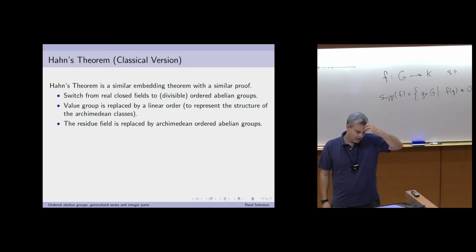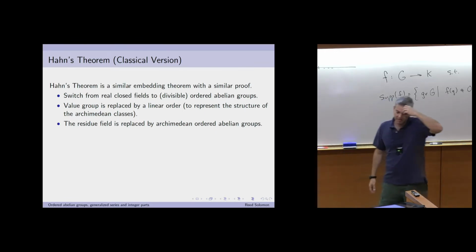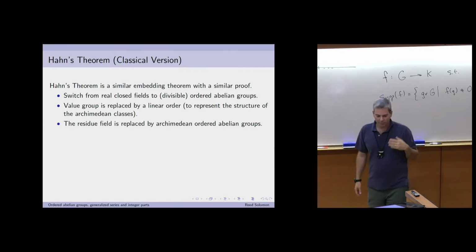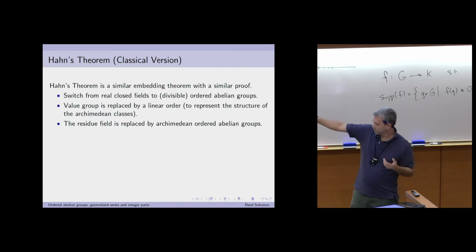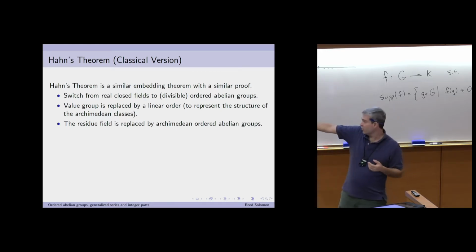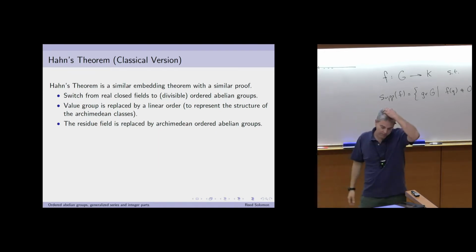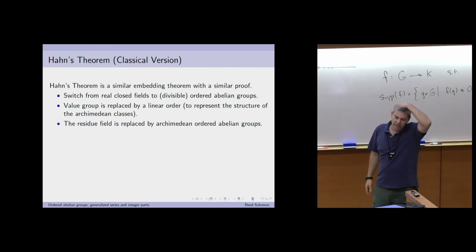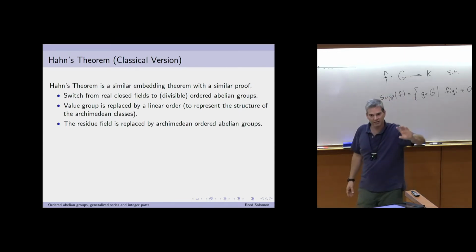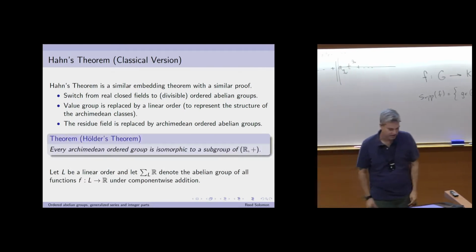So I said Hahn's theorem is a similar embedding theorem with a similar proof. So we want to switch from real closed fields to divisible ordered abelian groups, where again, divisible is not important, but it doesn't hurt. The value group gets replaced by a linear order. So the value object goes from being an ordered group to just being a linear order, to represent the structure of the Archimedean classes, and the residue field is going to be replaced by some Archimedean ordered abelian groups, and you'll see exactly what these are in a second.